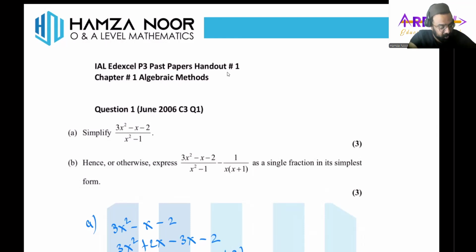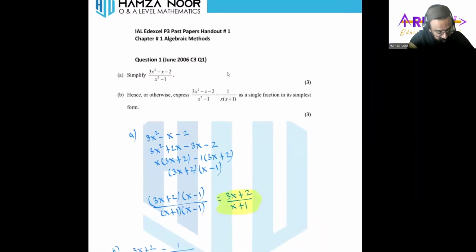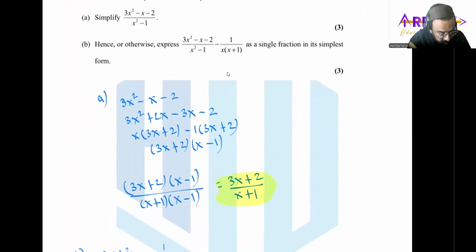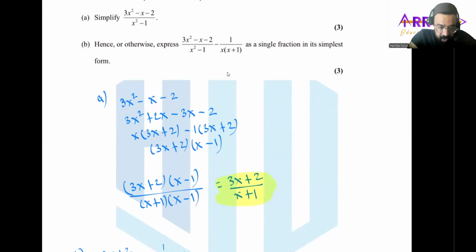So in part A, we need to simplify 3x squared minus x minus 2 divided by x squared minus 1. So in part A, we need to do the simplification. First of all, I'm going to factorize 3x squared minus x minus 2. So I'm doing the factorization steps.